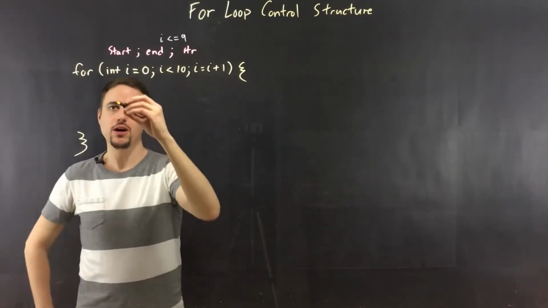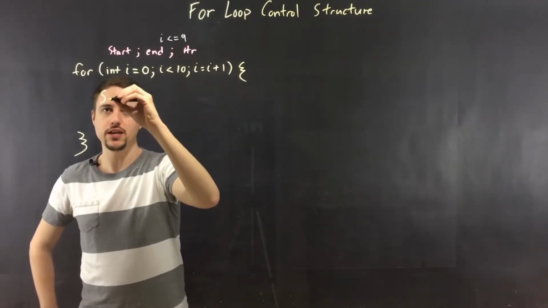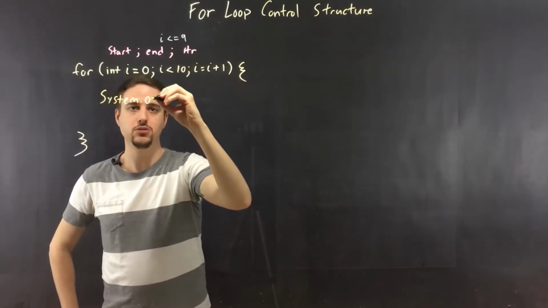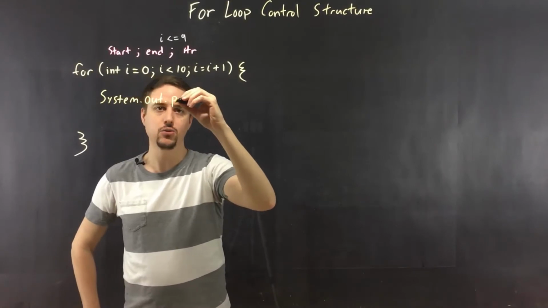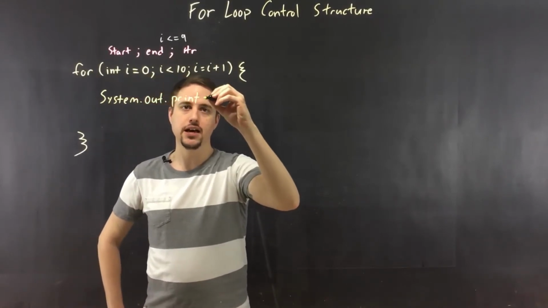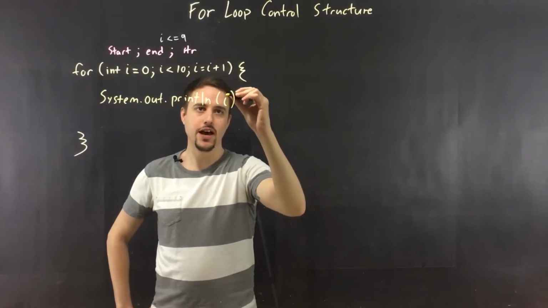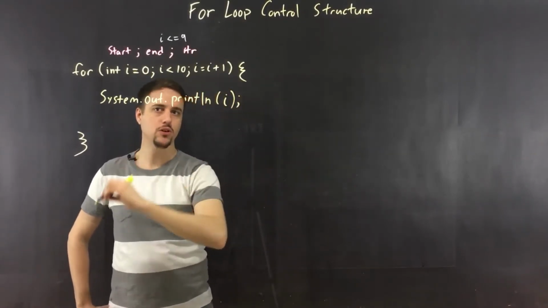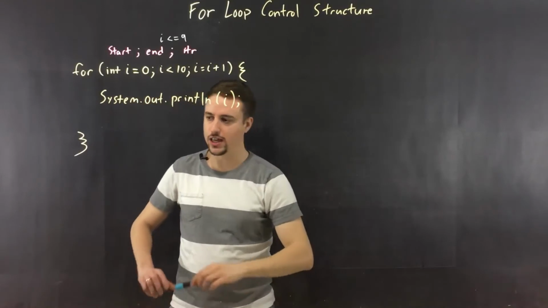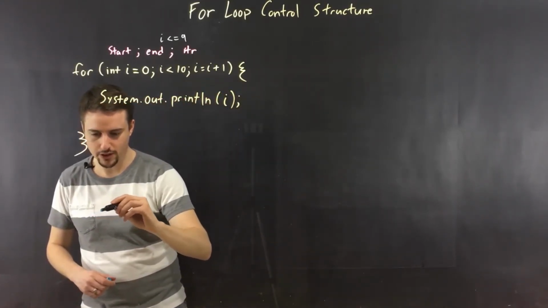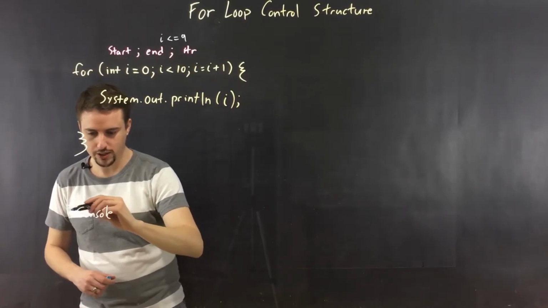So what can we do in here? Well, one thing that is typically done just to illustrate how these things work is to output to the console the value of I. So we're going to say system out print line, and we're going to print out the value of I to the console. So what is that going to look like? Let's draw our console window. We'll have a console window right here.